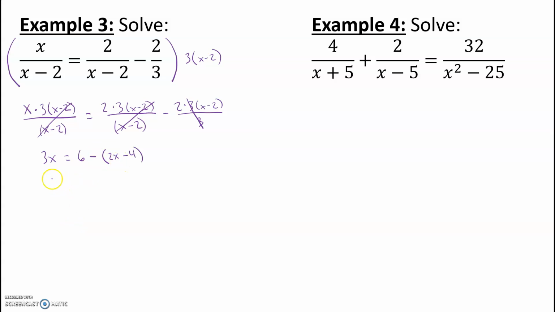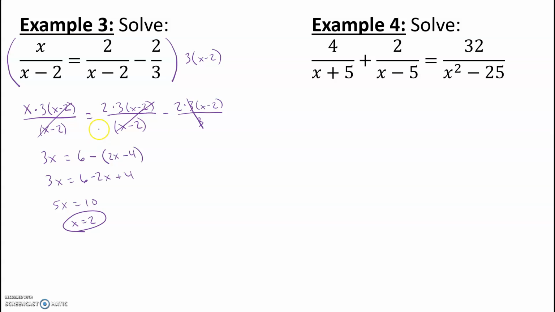So we're going to go ahead and distribute that subtraction. So we have minus 2x, and minus negative becomes plus 4. Add 2x to both sides. 6 and 4 make 10, combine like terms. Divide both sides by 5, and you get x equals 2.